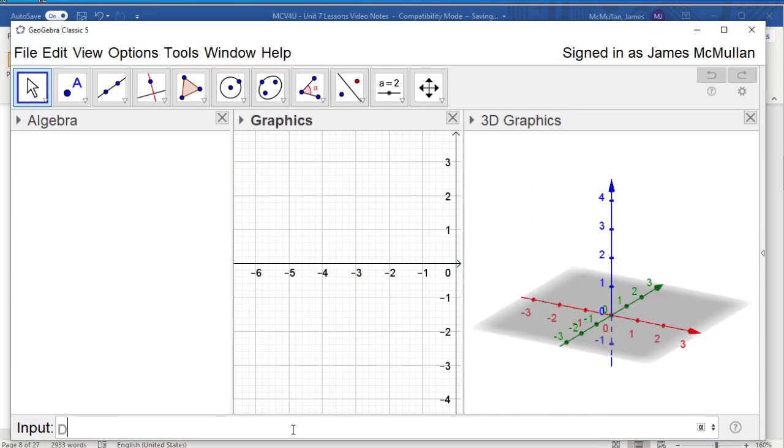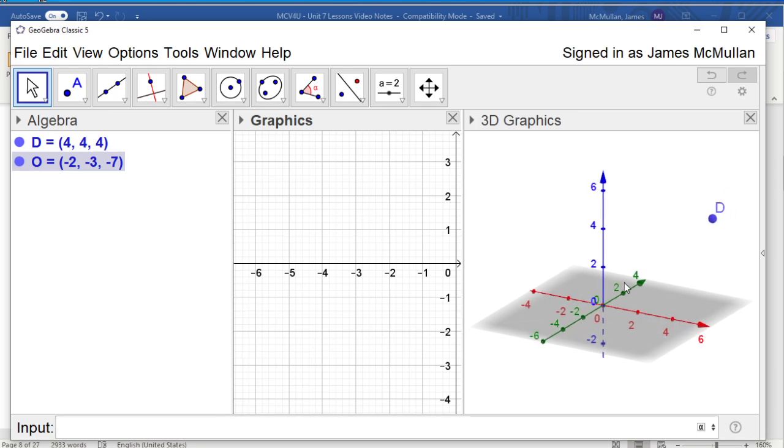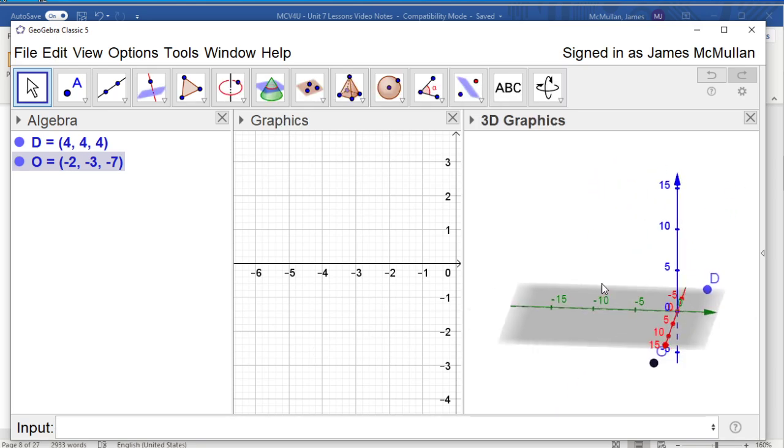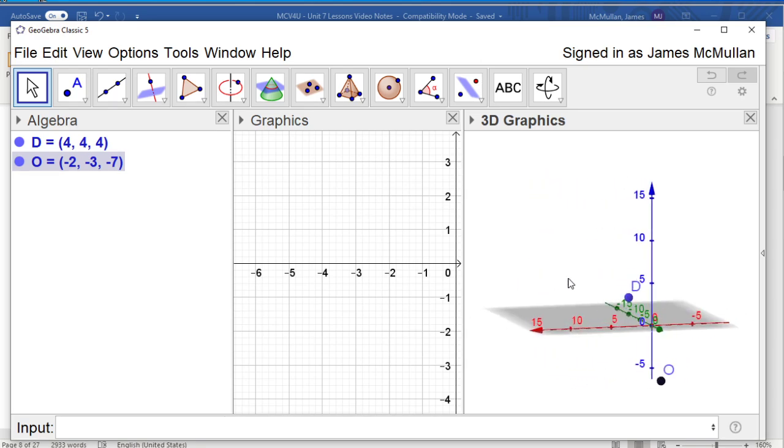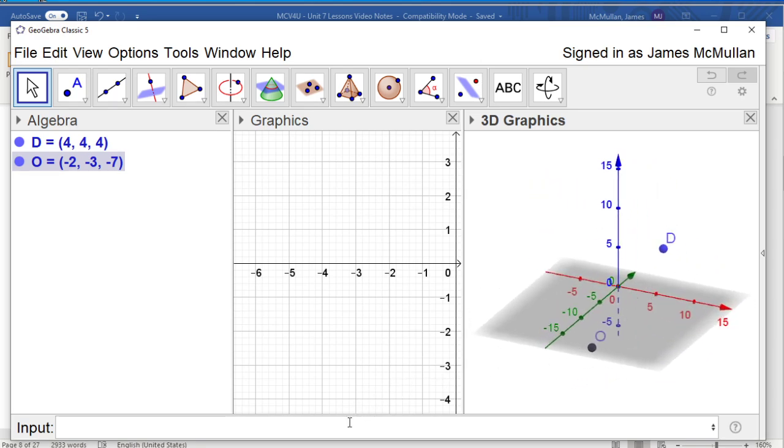Let's make up a random destination. Let's say our destination is 4, 4, 4, and our origin is -2, -3, -7. Okay, so I'm trying to join that destination point to that origin point. What is the vector that connects those two together? To do this, I'm going to do destination minus origin. 4 minus negative 2, 4 minus negative 3, 4 minus negative 7. Okay, and I'm going to call this vector u.